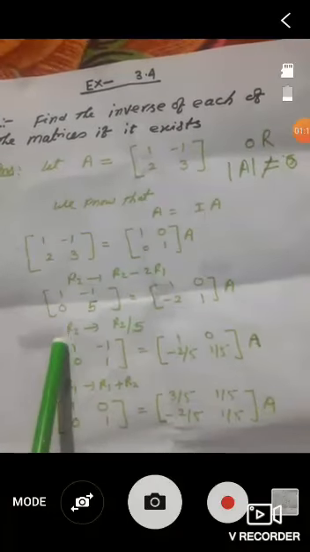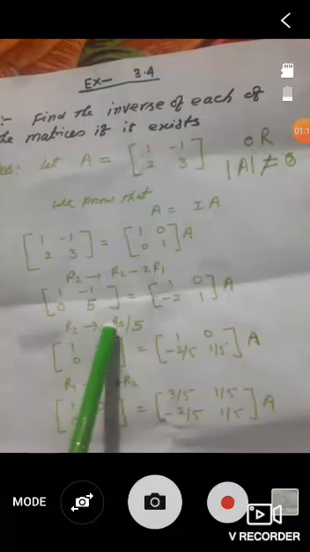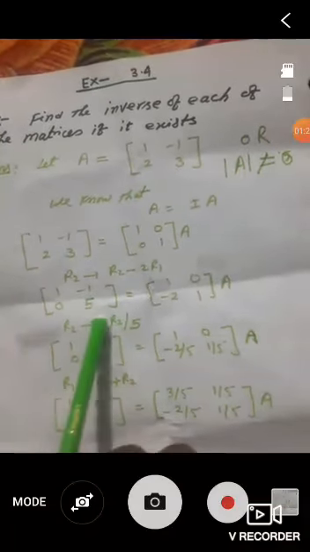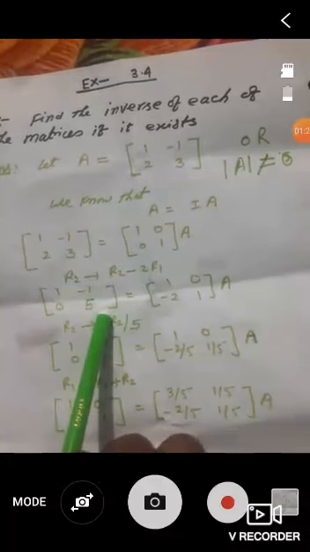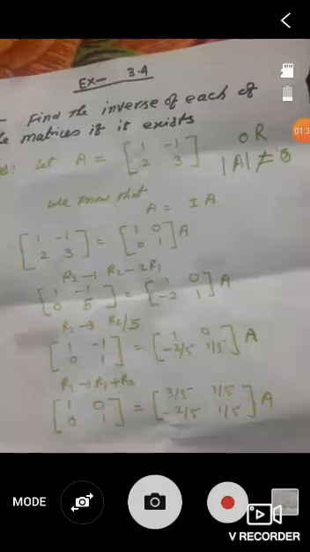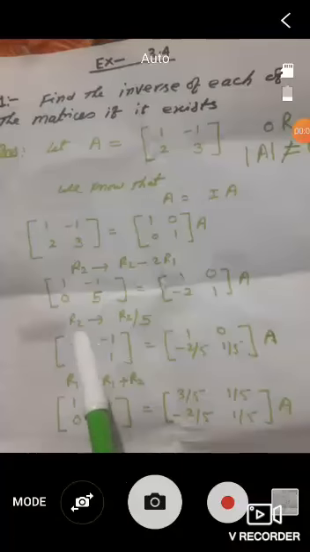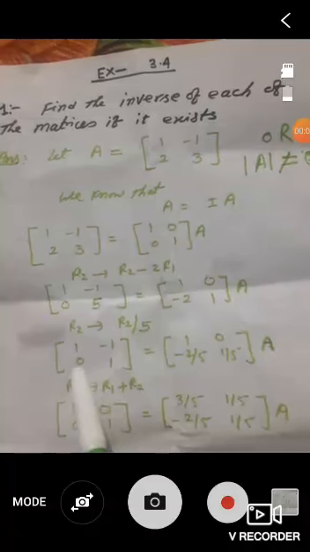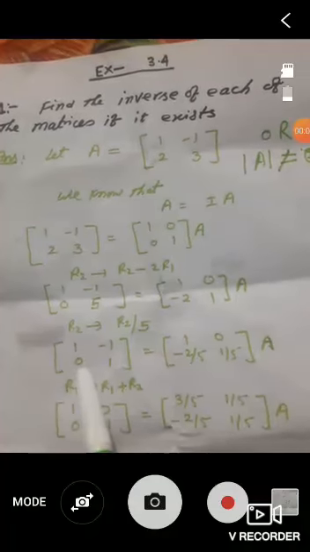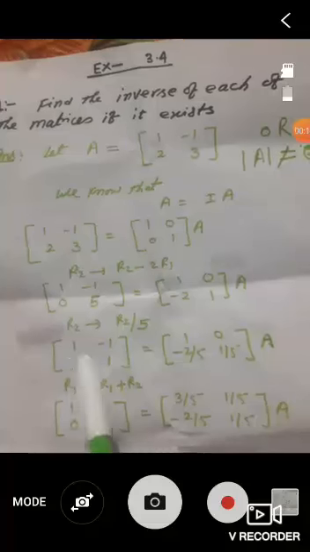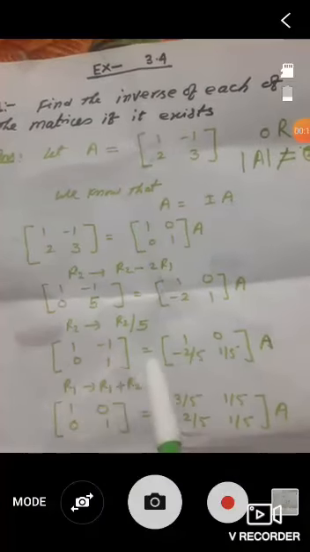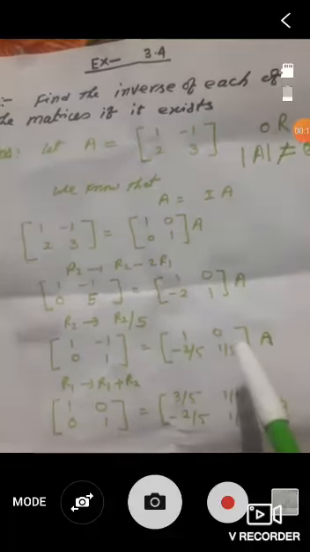Now I will apply the operation R2 changes to R2 divided by 5. Why? Because I want to change the second row second element to unit. After applying this operation, the new form of the matrix is 1 minus 1, 0 1. In the same way I apply the same operation on the right hand side.